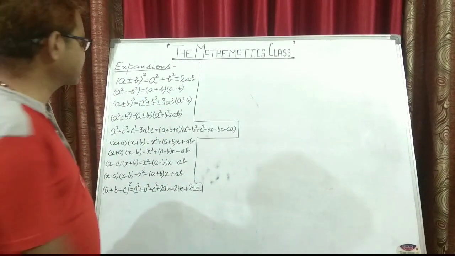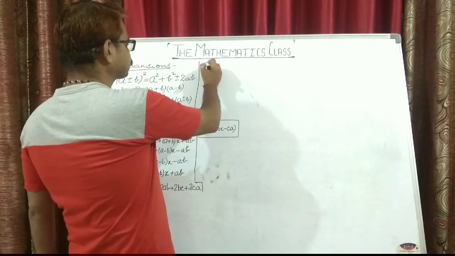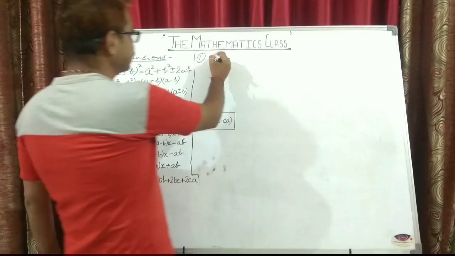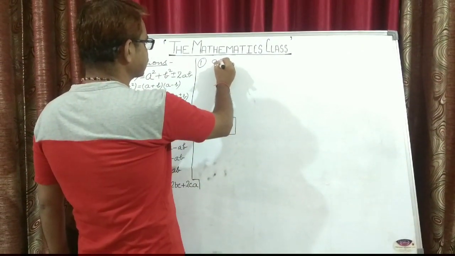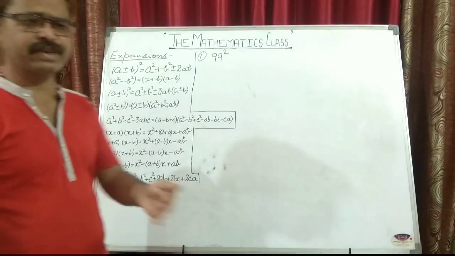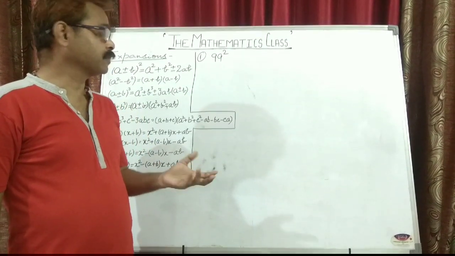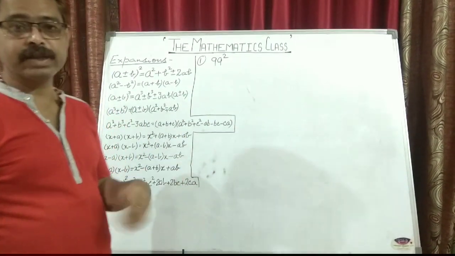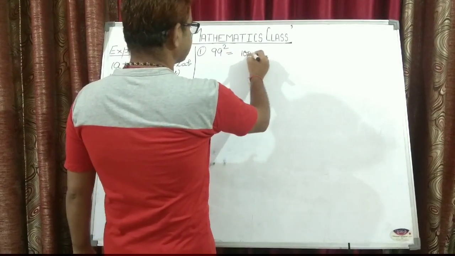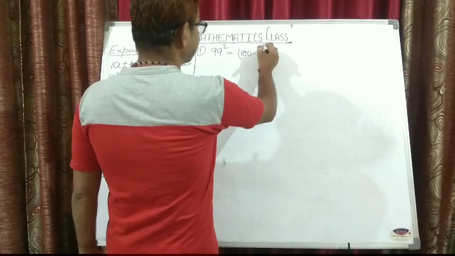Let's take the first question: 99 square. Suppose my question is find the value of 99 square without actual multiplication. This is a very simple question that comes. Find the square of 99 without actual multiplication. So that can be written as (100 minus 1) whole square.